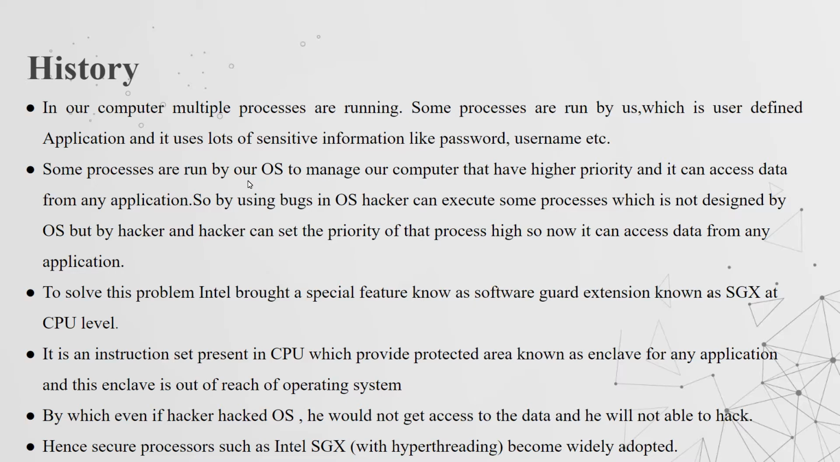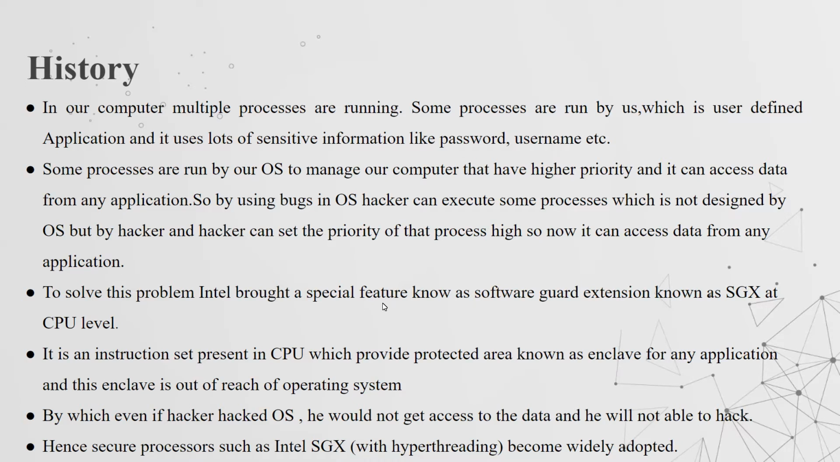The processes run by the OS have higher priority and can access data from any application at any given time. So someday if there is a bug present in the OS, by using bugs in the OS, a hacker can execute some processes which are not designed by the OS but by the hacker, and the hacker can set the priority of that process high. So now this process can access data from any application. It can have access to all the sensitive information like passwords, usernames, and everything. So there is a problem.